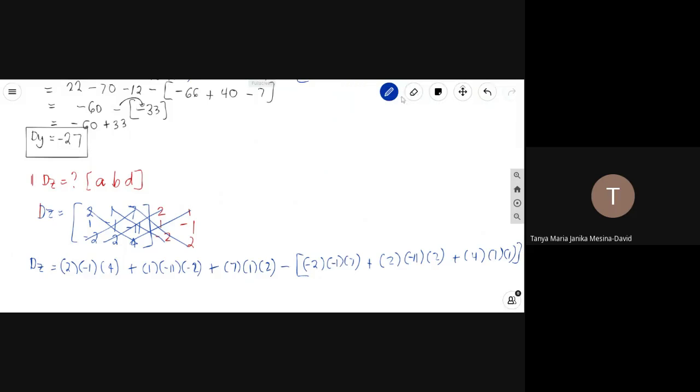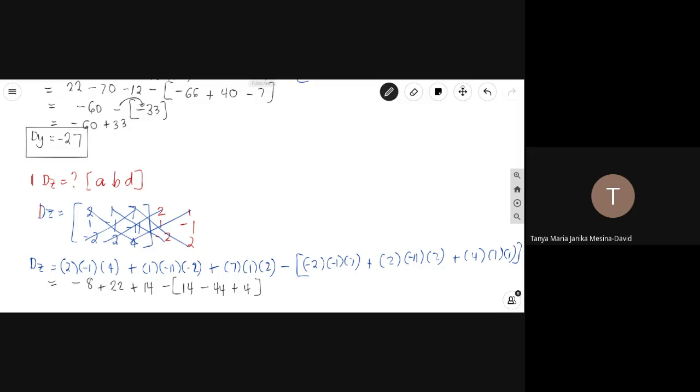So let us simplify further. The first term is negative 8 plus 22 plus 14, minus, we have negative 2 times negative 1 times 7. So that's positive 14, minus 44, plus 4.